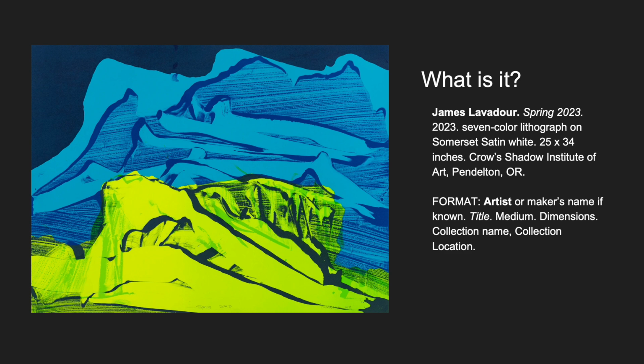So we have 7-color lithograph on Somerset satin white, followed by the dimensions, 25 by 34 inches. It's pretty common for collections to exclude dimensions for a lot of things, so it's okay if you don't have dimensions. And lastly, we have the collection, Crow's Shadow Institute of the Arts, and the collection location, Pendleton, Oregon. And the formatting instructions are repeated underneath. And that is also repeated in your instructions and a template in a few different places.